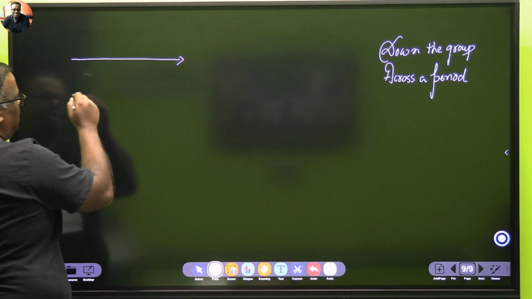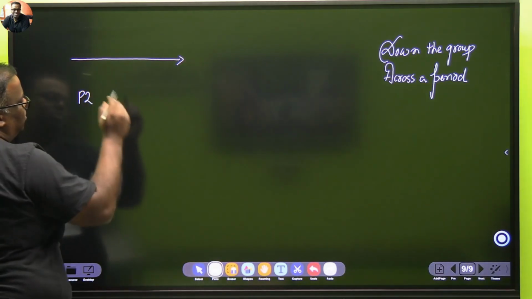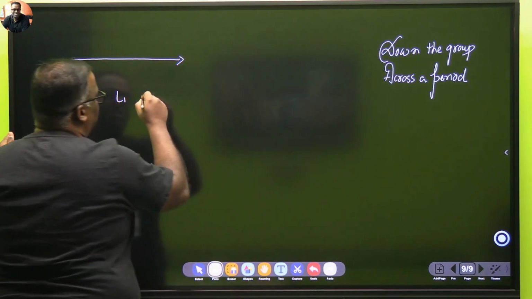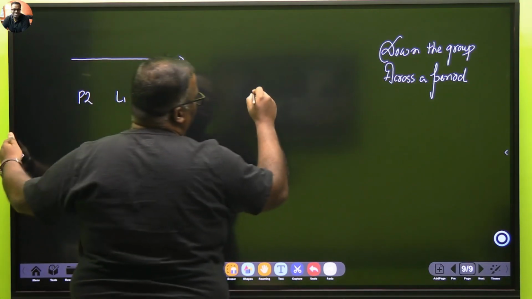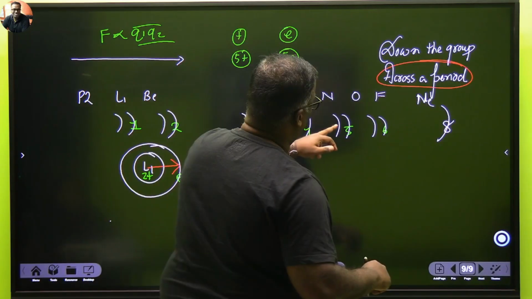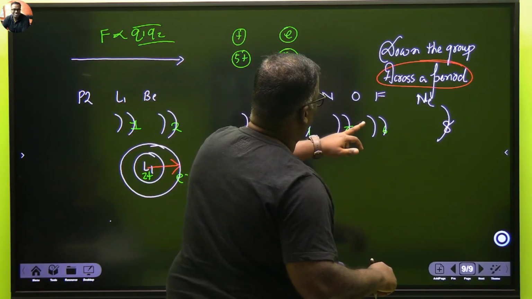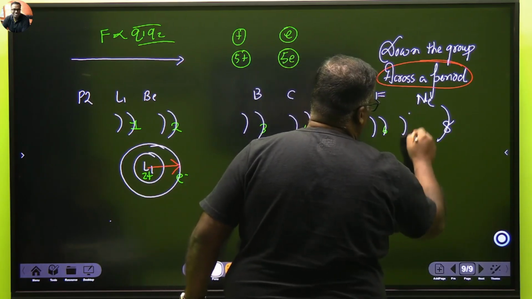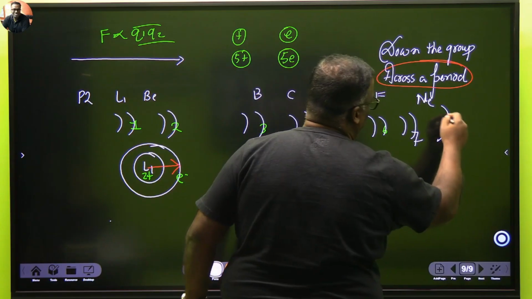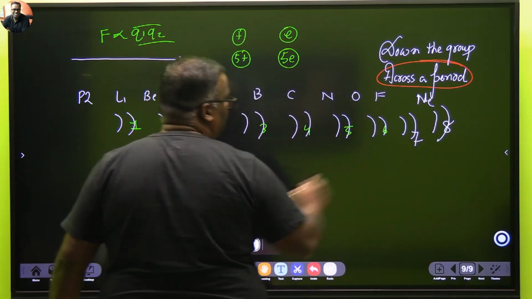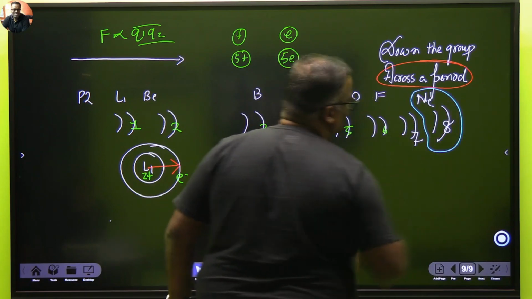Let's take period number 2. Who is in period 2? Lithium, then beryllium, boron, carbon, nitrogen, oxygen, fluorine, neon. Oxygen I have written as 6, so fluorine I am missing. Fluorine is 7 and neon is 8. Let's not consider neon, because neon is an inert gas.